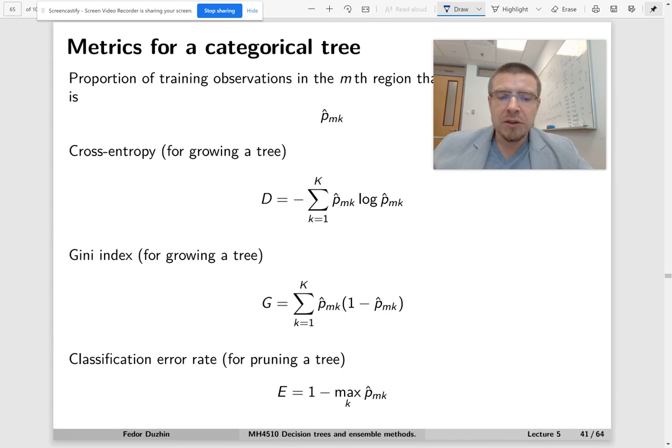And for pruning a tree, they are going to use classification rate instead. So this is a bit of a difference between categorical tree and regression tree. So for regression tree, they use the residual sum of squares for both growing a tree and pruning a tree. So for categorical tree, they use cross entropy or Gini index for growing and classification error rate for pruning a tree.